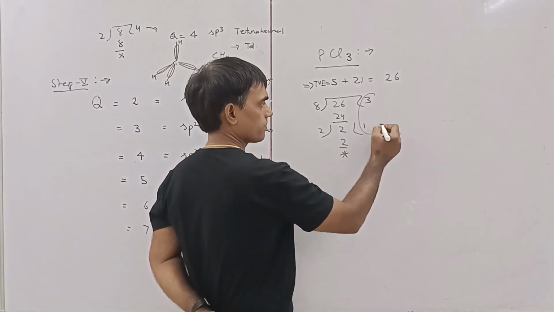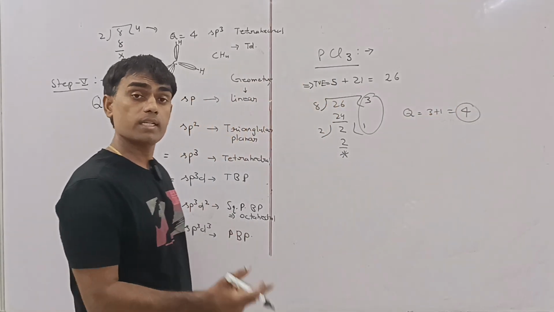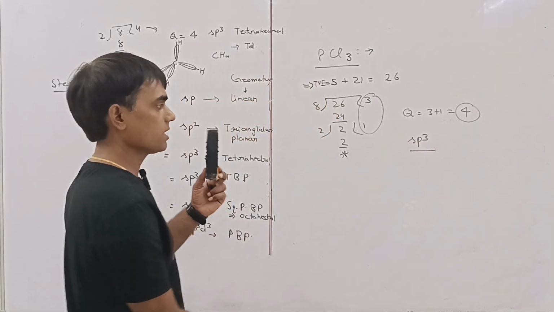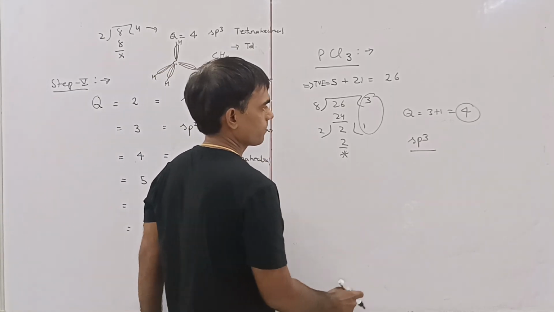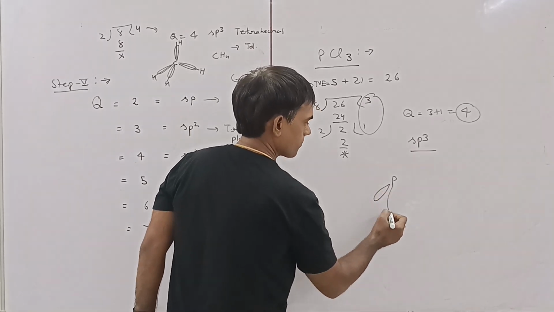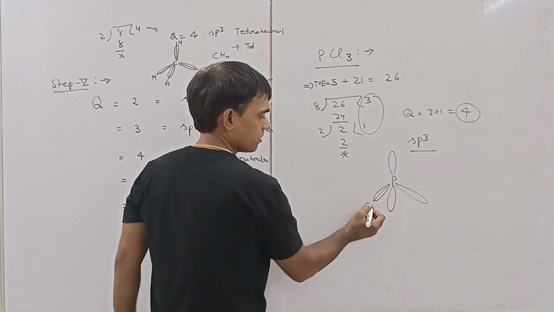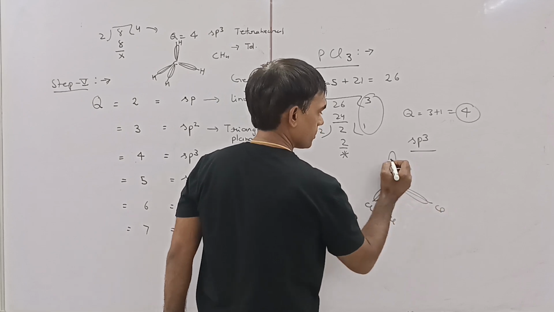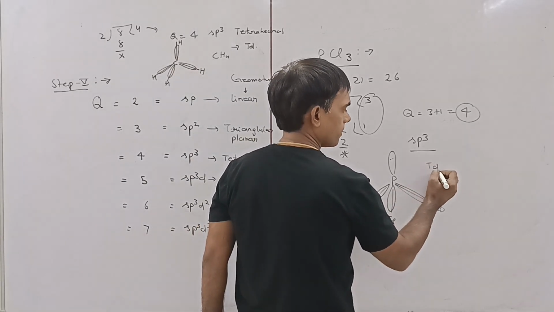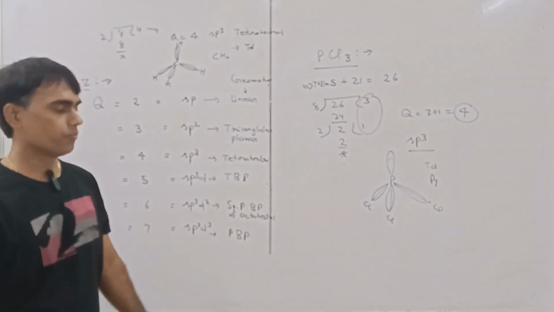So the sum of the quotients is 3 plus 1, that is 4. Now the hybridization number is 4, so the hybridization will be sp3. In this molecule, this is phosphorus with bonds 1, 2, 3, and this is the 4th. On this side, Cl, Cl, and Cl, and there is one lone pair of electrons like this. So geometry is tetrahedral, but shape is again pyramidal.